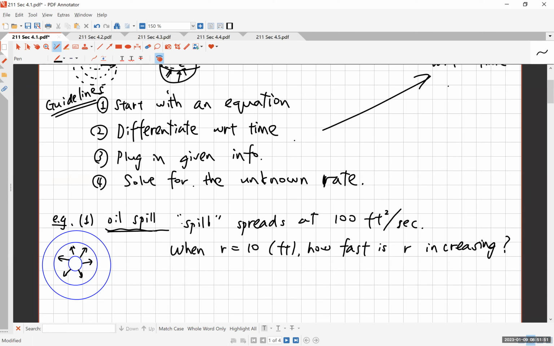And by the way, anytime you have this, it doesn't have to be an oil spill. It could be something else that is circular, that is spreading. This mathematics could be applied in many circumstances, right?